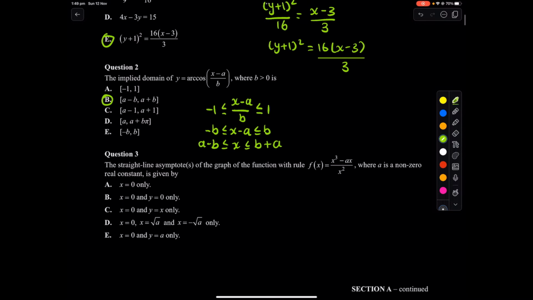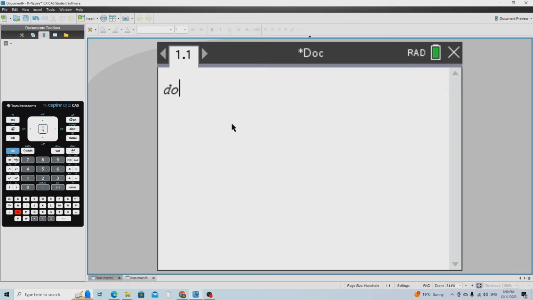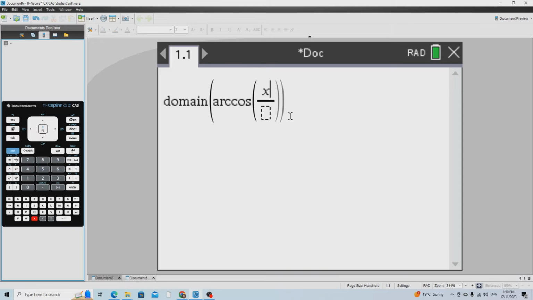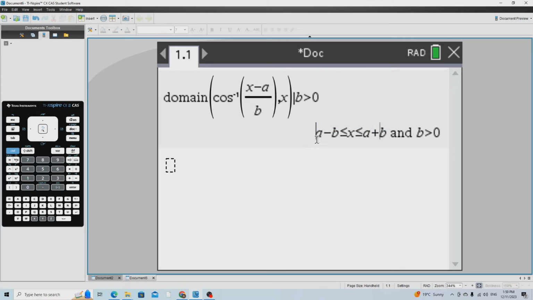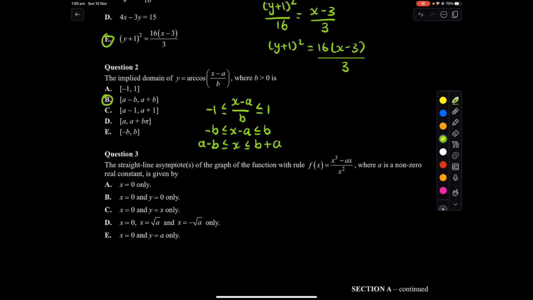And you can easily do this question using a CAS, by the way. If you have a look at the CAS, you just have to write domain of arccos of x minus a over b, comma x, given that b must be greater than 0. And that gives us a beautiful expression. So this one, right over here. Same expression as we got.